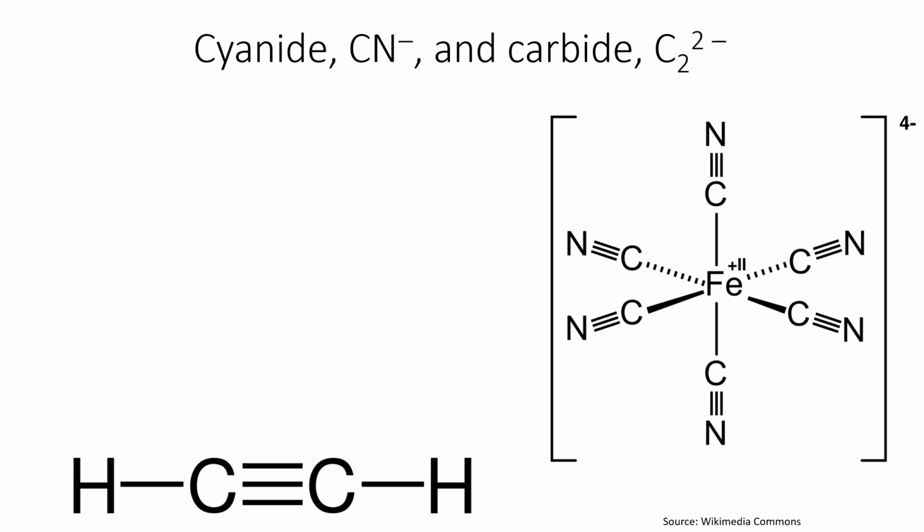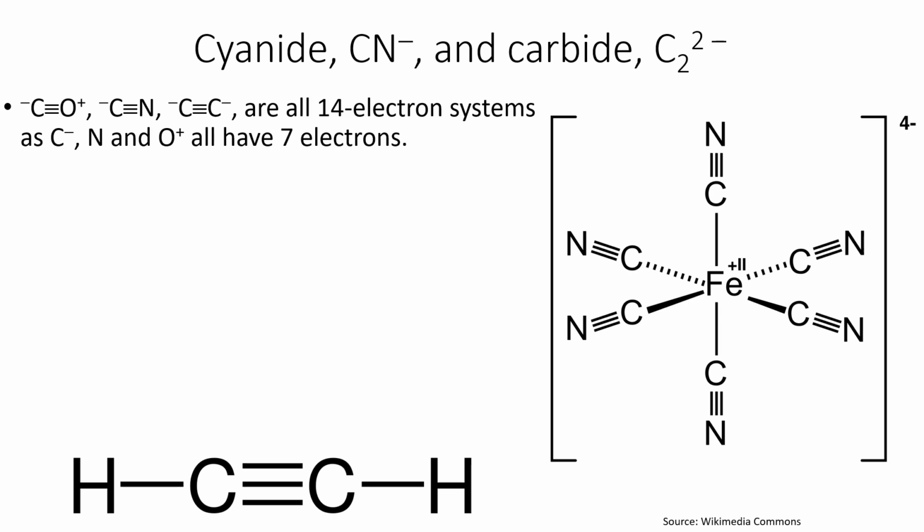Because if you think about it, N minus, not that the negative charge is on nitrogen in cyanide, but if you just imagine it is for a moment, N minus would have 8 electrons, like oxygen. So CN minus is also a 14 electron system. And actually, on the subject of 14 electron systems, carbide, C2 2-, where there's a carbon-carbon triple bond, if it's got a 2- charge, also has 14 electrons. So we can see that these species are all related.